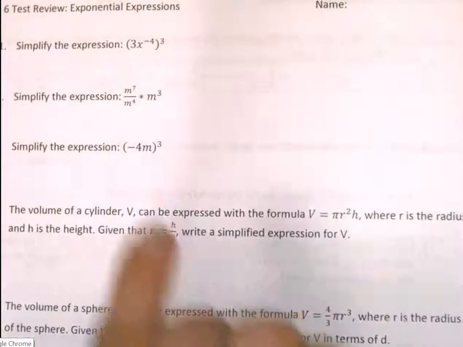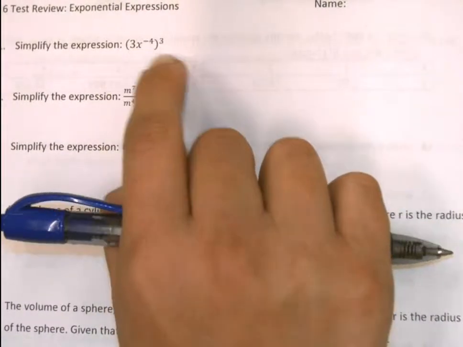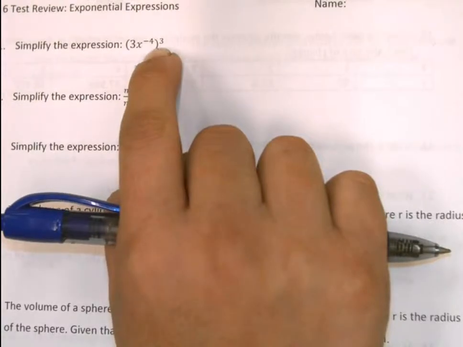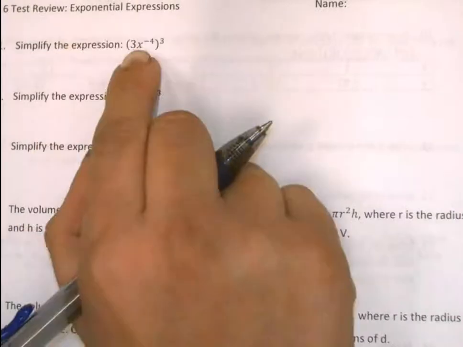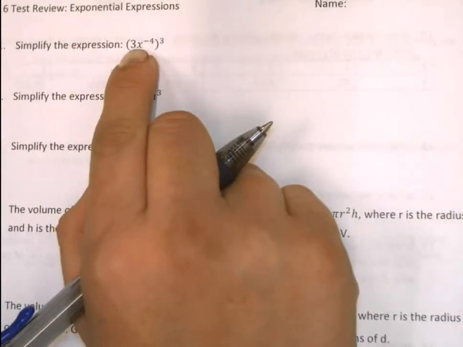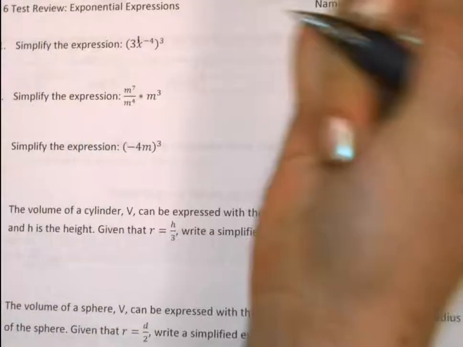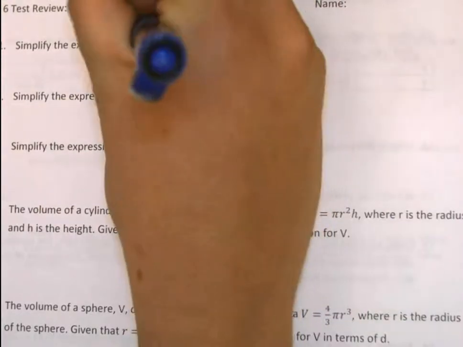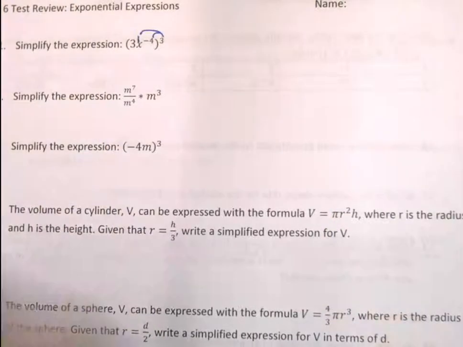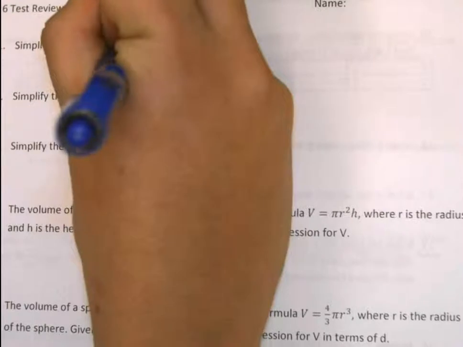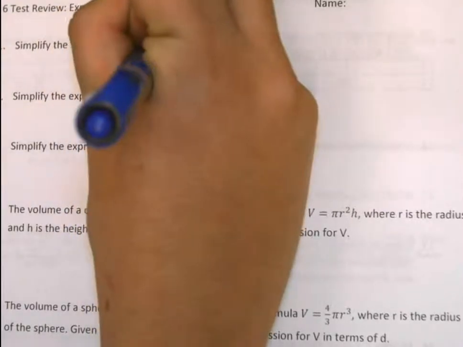So when we're asked to simplify an expression and it has a number and a variable inside a set of parentheses and there's an exponent on the outside, we want to distribute this exponent in. But this 3 doesn't have an exponent, and it actually has a secret exponent of 1. So what I want to do is multiply the 3 by the 1 and the negative 1. So then I have 3 to the 3rd power and x to the negative 12th power.